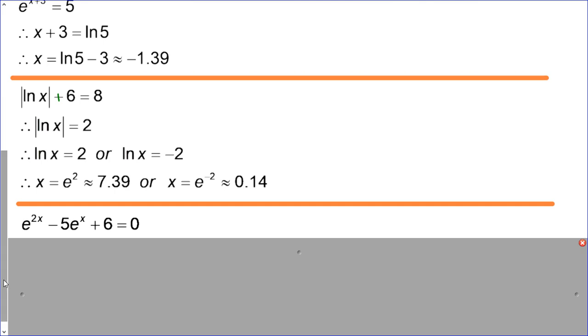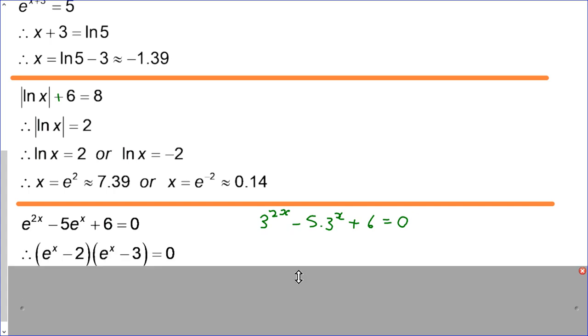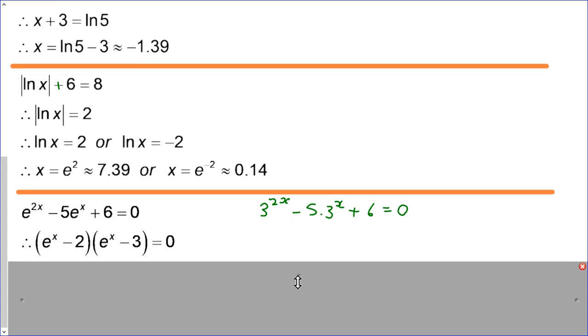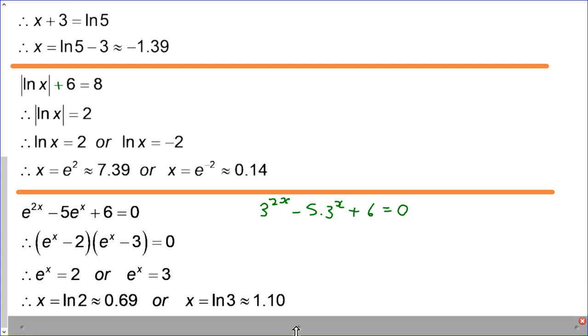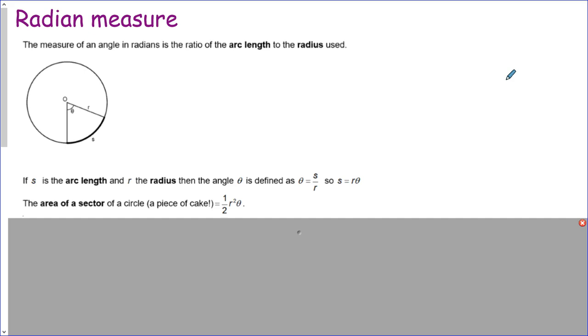This one involves a trinomial, all right? So you could be asked this in a core maths paper, but it would probably be something like 3 to the x minus 5 times 3 to the x, plus 6 equals 0. And so what we're going to do is factorize it like that, and we get two possibilities, e to the x equals 2 or e to the x equals 3. And now again, we find our answers by means of the natural log function. Okay, we're going to move on to radians.